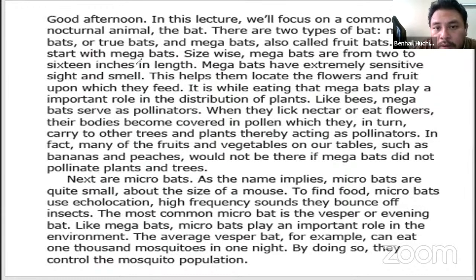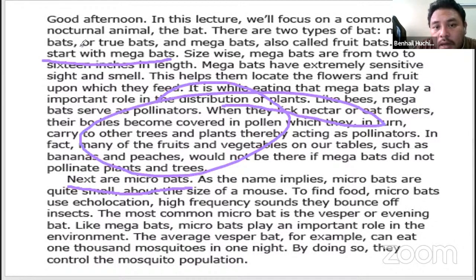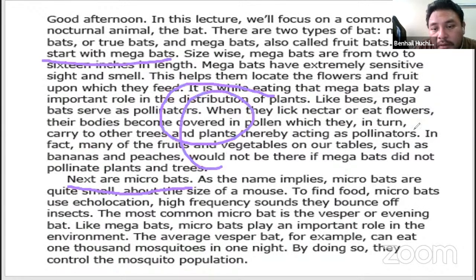Then let's start with megabats. First example. And then next are microbats. Second example. So you need to select the two examples in here and check it out. Which are the details from here? What are the details about each type of bats? Okay, so you have in here both of them. Some characteristics of the megabats and some characteristics about the microbats.